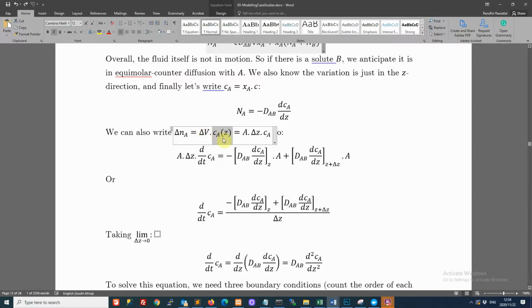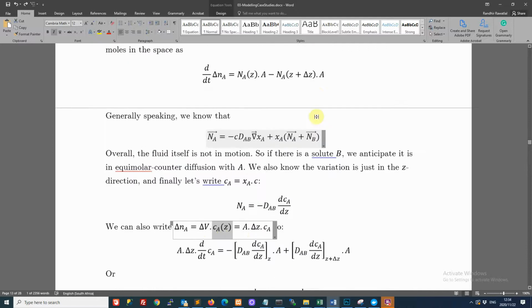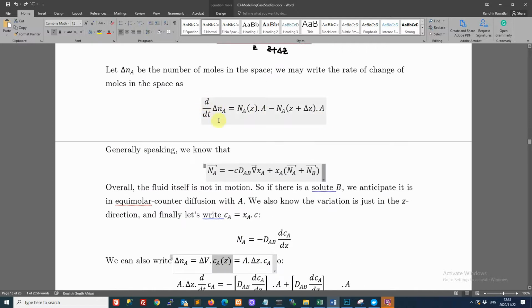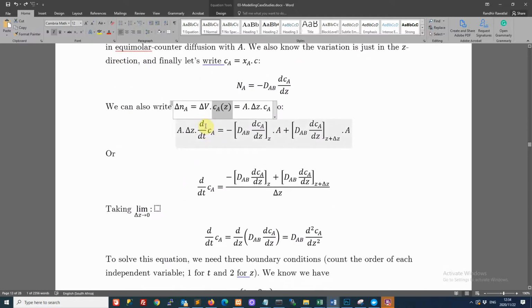Later we'll see we take the limit delta Z going to 0, so that difference changes anyway. So anyway, the concentration in the space multiplied by the volume is going to be the number of moles in the space. So the volume of the space, of course, is the area times the thickness, delta Z. So in our balance, d/dt of that delta NA becomes d/dt of this thing. And of course, area and delta Z are constant with respect to t, so those can come out, and we've just got d/dt of CA.